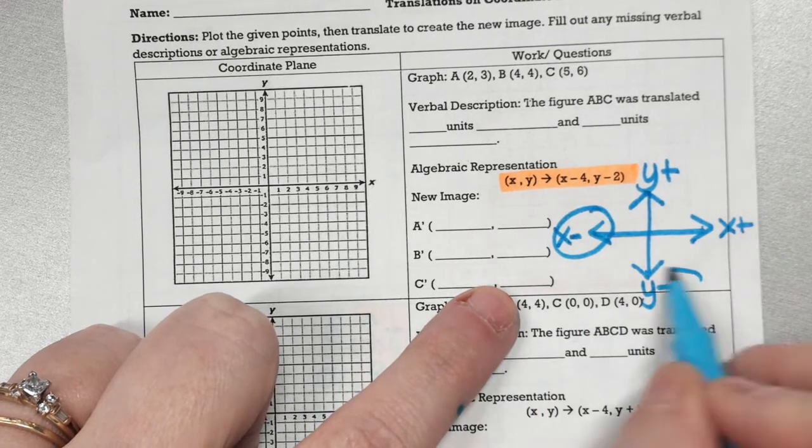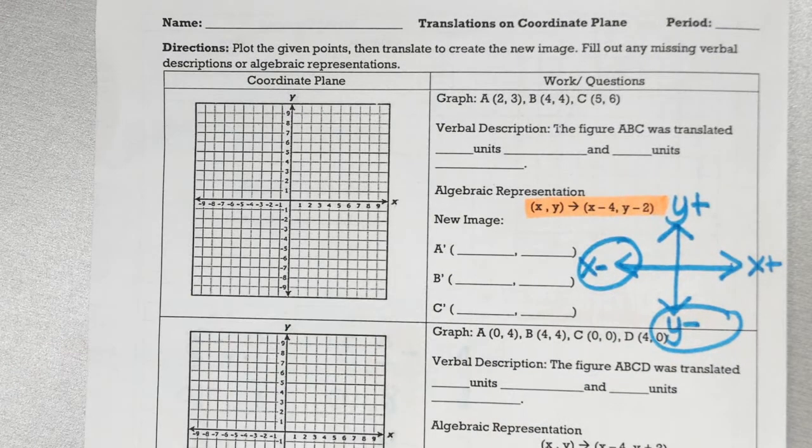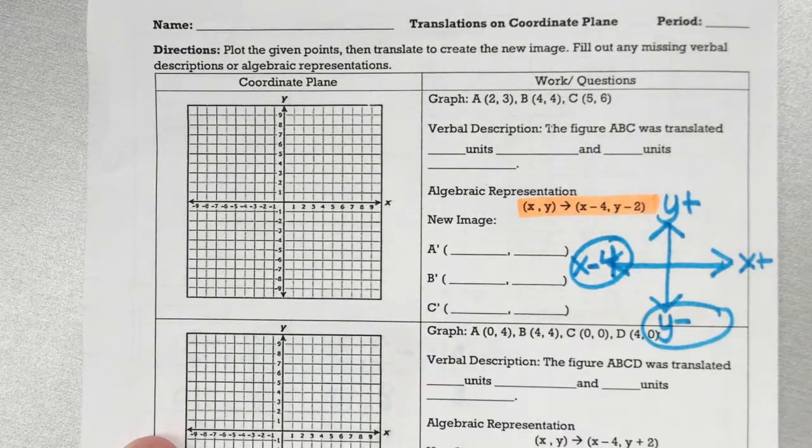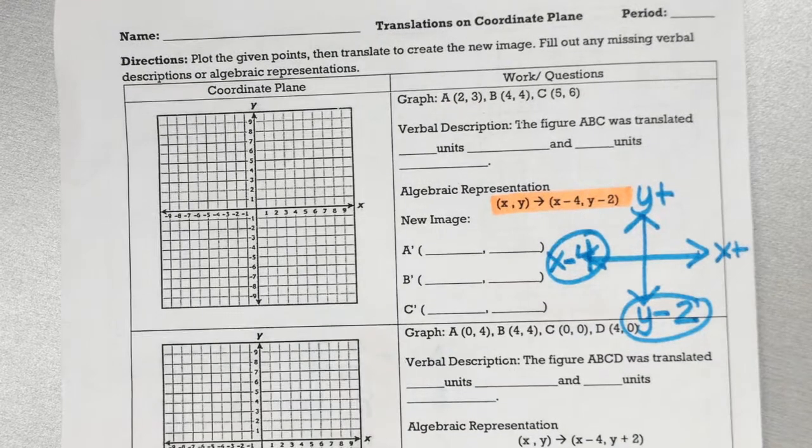I have a y minus, I'm going to circle y minus. Okay? And then I'm going to write what it says. It says x minus 4, y minus 2. Okay?